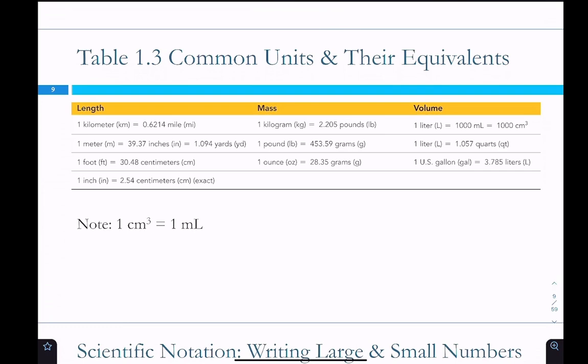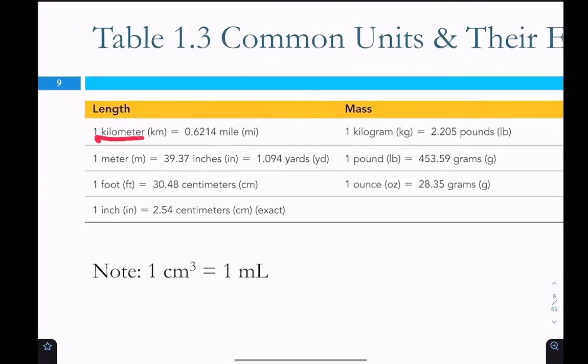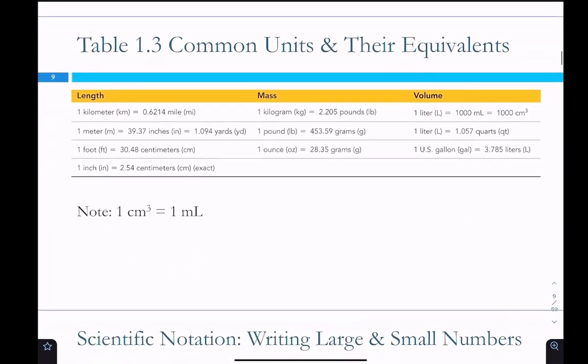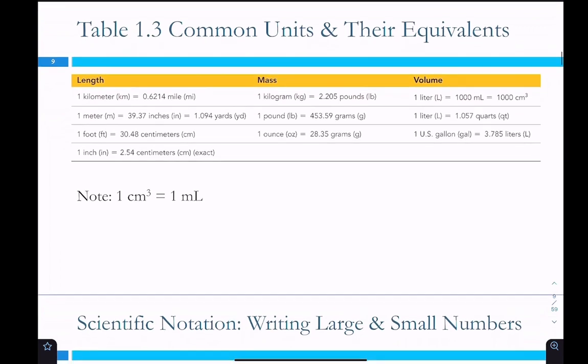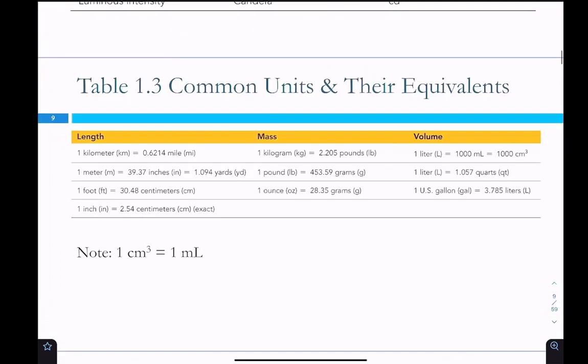But just sort of at a glance, you can see like kilometer to mile. So 1 kilometer is smaller than 1 mile, right? It's about 0.6, or 62% of a mile. For the most part, if they're required, I'll give you English to metric conversions. I do expect you to learn the SI prefix conversions. We'll go over those.